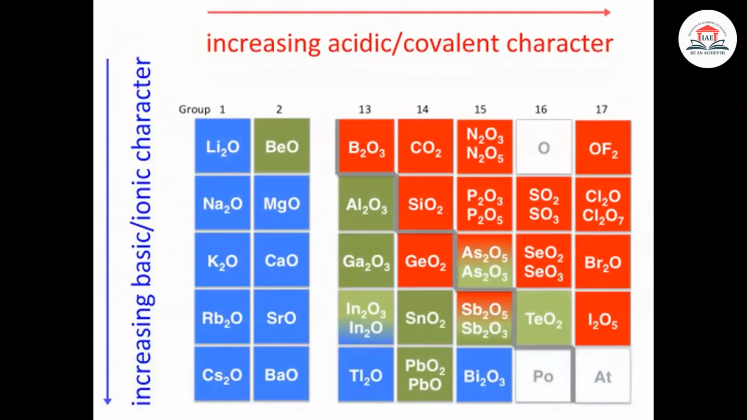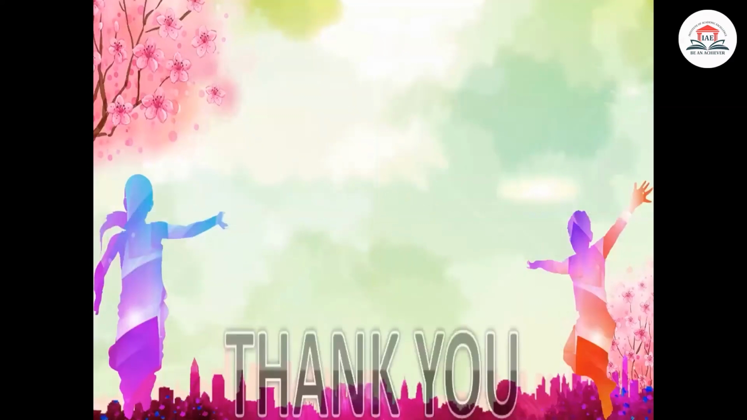This is the table of increasing acidic or covalent character. From left to right, the non-metallic character increases, so the oxides will be more acidic in nature. Going from top to bottom in a group, the basic character of the oxide increases. As the metallic character increases, like from lithium, sodium, potassium, rubidium, cesium, the higher the metallic character, the higher the basic nature of its oxide. So that is the end of the basic part of the periodic properties chapter. There are some more important things like Slater's rule, Pauling's electronegativity, and then isomerism, which we'll be discussing.